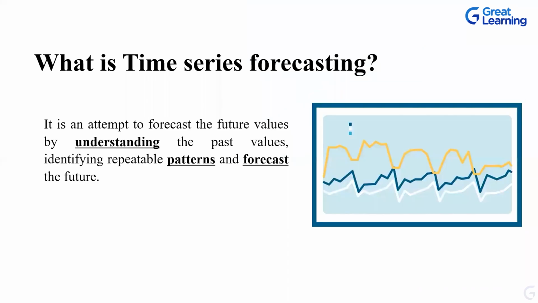I'm assuming a lot of you would have already completed the time series module, but for those who haven't, I'll anyway start from the basics. So what is time series forecasting? It is an attempt to forecast future values by understanding past values, identifying repeatable patterns, and forecasting the future. If we compare it to cross-sectional data, this is no different, right?